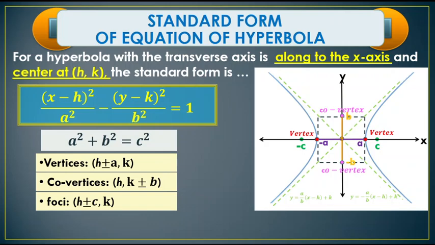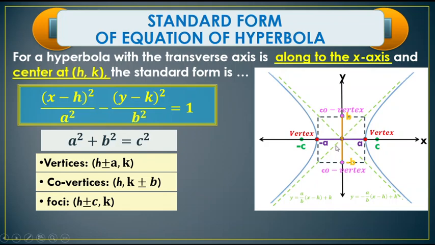Again, every time na kinukuha natin yung vertices, lagi natin tinitingnan yung value ni a. Si a, again, siya yung distance from the center up to the vertex. Okay? Yun yung doon sa mismong transverse axis natin. Okay, yung semi-transverse axis is a, but the transverse axis yung length, and that is 2a.